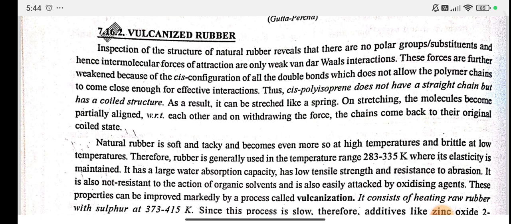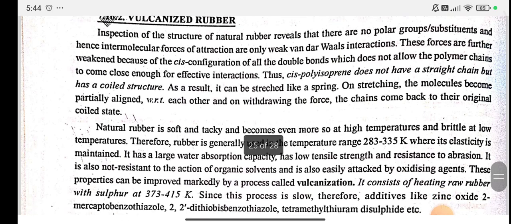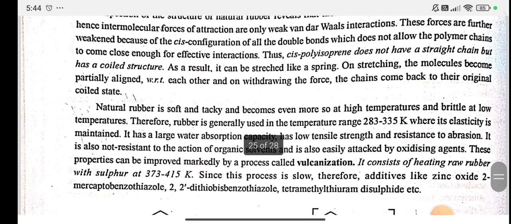Natural rubber is soft and tacky, and becomes even more so at high temperature and brittle at low temperature. Therefore, rubber is generally used in the temperature range 283 to 335 Kelvin, where its elasticity is maintained. It has a large water absorption capacity, low tensile strength and low resistance to abrasion. It is also not resistant to the action of organic solvents and is quickly attacked by oxidizing agents.